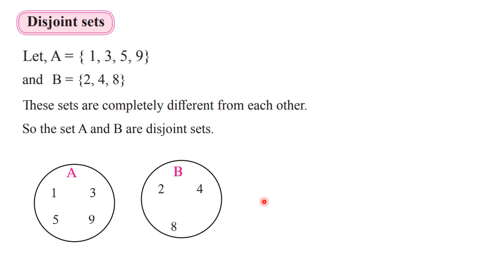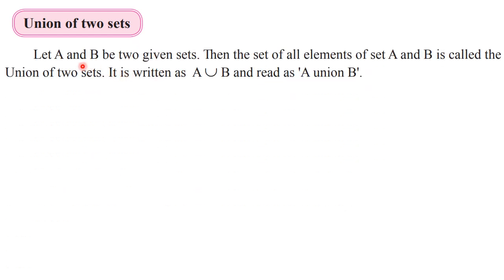Okay, now let us go towards the next operation. That is union of two sets. Okay, so here also we are going to consider two sets A and B. Then we have to consider the set of all the elements of set A and B. Okay, means what? The new set is having elements which are either present in A or in B. The word or is important here.